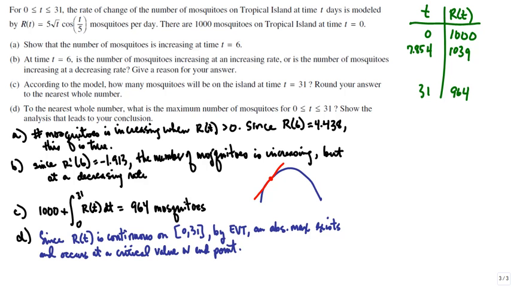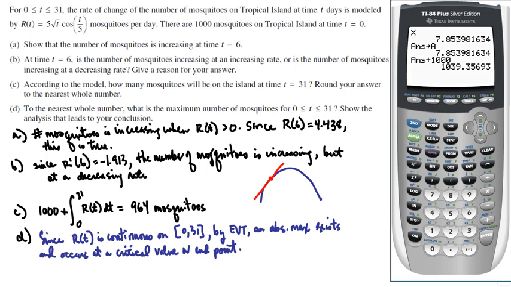And there is one more zero. I'm still going to find the value because I want to show the analysis that leads to how I'm going to determine the absolute max. I go back to my calculator, back to the graph. This time I'm looking for another zero between 15 and 30. I guess, and it finds it at 23.562, and I'll add that value to my table.